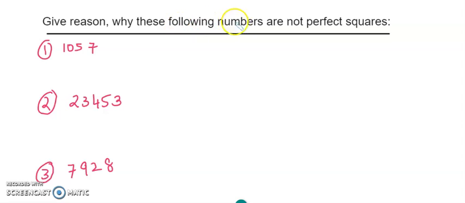Give reason why these following numbers are not a perfect square. Remember the rule. If any number ends with digit 2, 3, 7 or 8, out of these any one is the units digit of the given number, then that number is not a perfect square. We are not squaring it. This is a number given. You have to say whether it is a perfect square or not. A perfect square will never end with 2, 3, 7, 8.